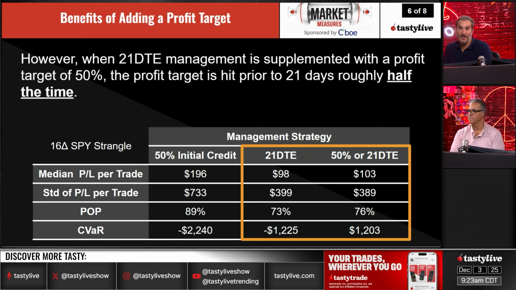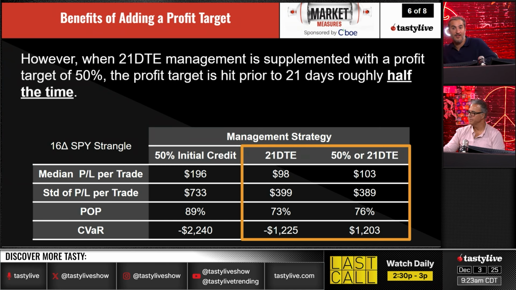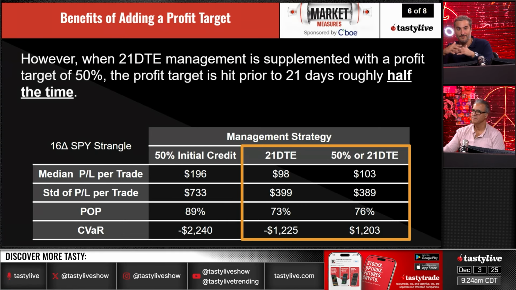Here you have a median P&L per trade of $100, which is a little bit higher than the 21-day manage, but a little bit lower than the 50%. But your standard deviation of risk, which is your standard deviation of P&L, is going to be lesser than both of those two. So your expectation for profit and loss on the position gets a lot more similar.